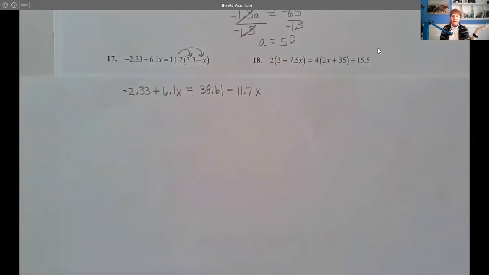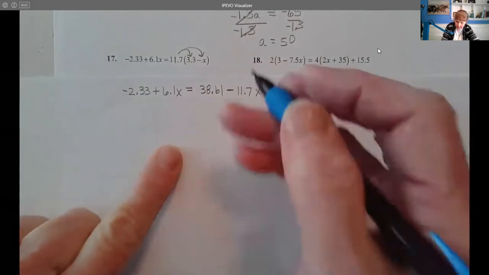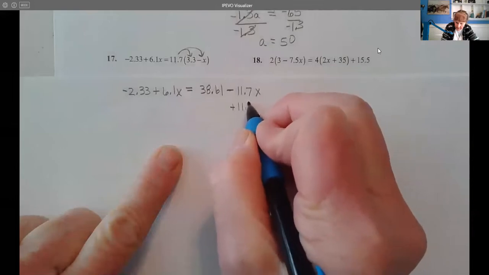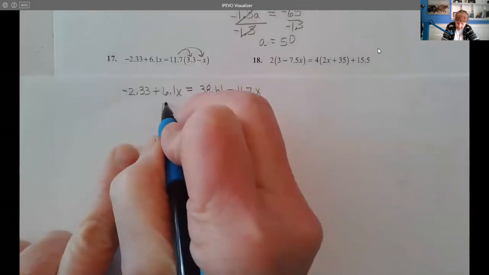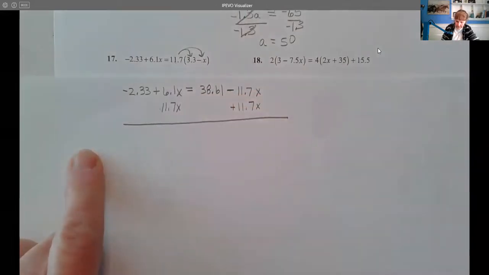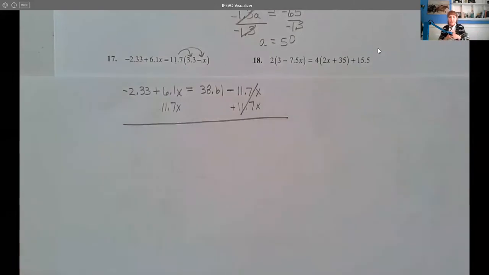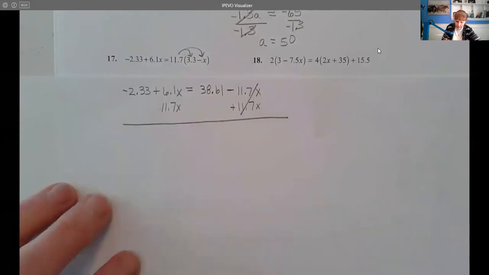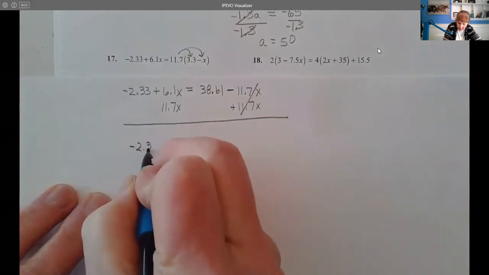Once again, I have x's on both sides. I got x's on the left and I have x's on the right. Let's get rid of the x's on the right. Let's get rid of these by adding the opposite. So plus 11.7x, 11.7x, positive. That's a positive. So they're gone on the right-hand side. If you have a negative 11.7 x's and you add a positive 11.7 x's, you don't have any. They're 0. So we still have the negative 2.33.